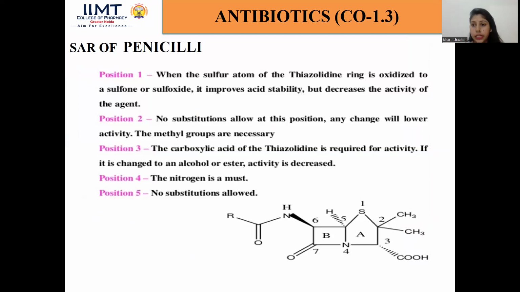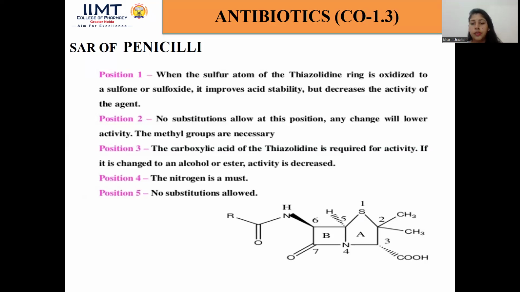Next, SAR of penicillin. This is a very important part. If we talk about medicinal chemistry, SAR is the structure activity relationship of any structure that we discuss. When we do any substitution at a part, how does it affect the activity of that compound, how does it increase or decrease its onset of action or any other parameters?